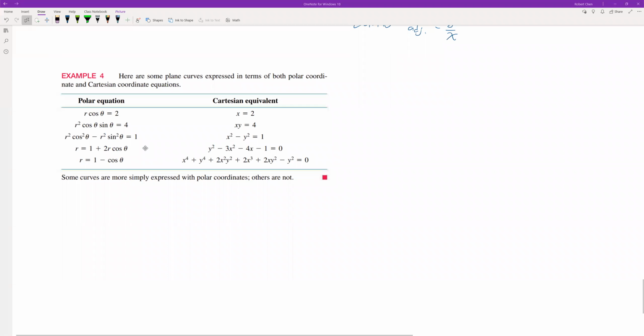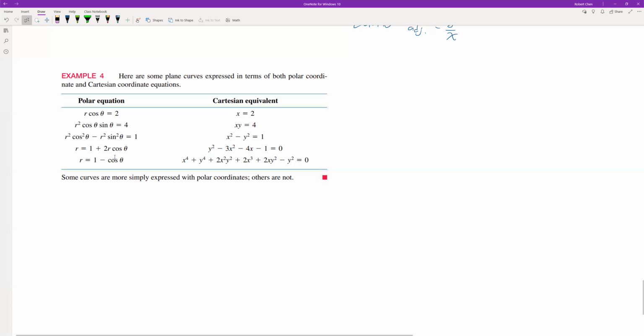All right, so here are some plane curves expressed in both polar and Cartesian, right? So let's look at the first one. r cosine theta is equal to 2. Now we know r cosine theta is just x, right? So really in Cartesian, it would just be x equal to 2. Now some of them are actually pretty straightforward, but if you look at the last one, r is equal to 1 minus cosine theta. In polar form, that looks very easy, right? That's pretty easy to graph, as we will see in the next section.